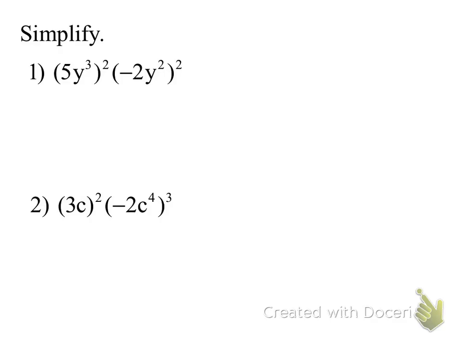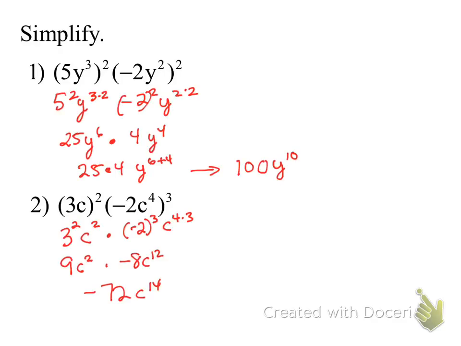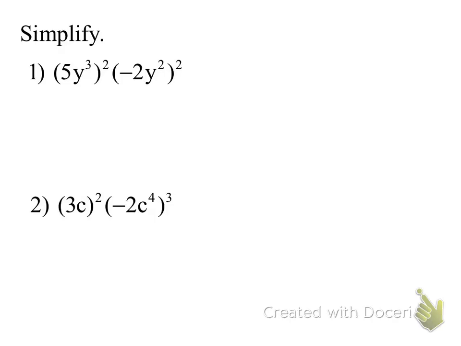Yes, I'm sorry. Hold on. So, and then we're doing negative 72, right? Because I'll do that last step. We're adding those exponents. So it's 9 times negative 8, and c squared plus the 12th. So that makes negative 72c to the 14th. Questions? Okay, moving on.